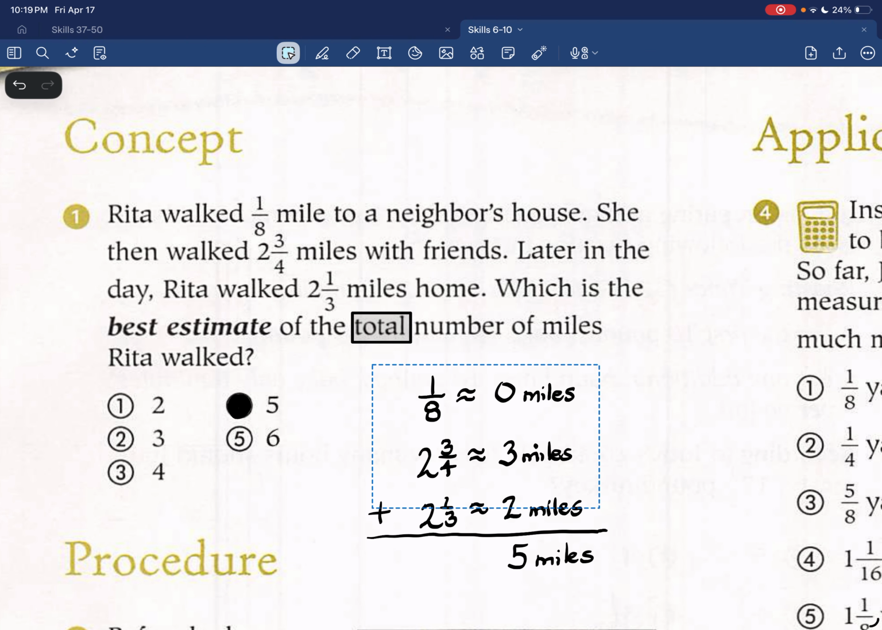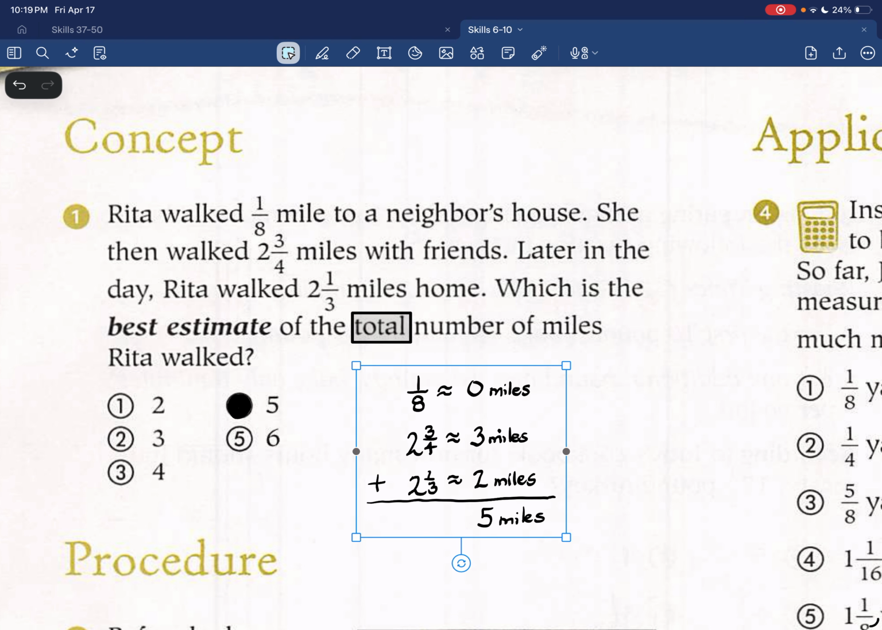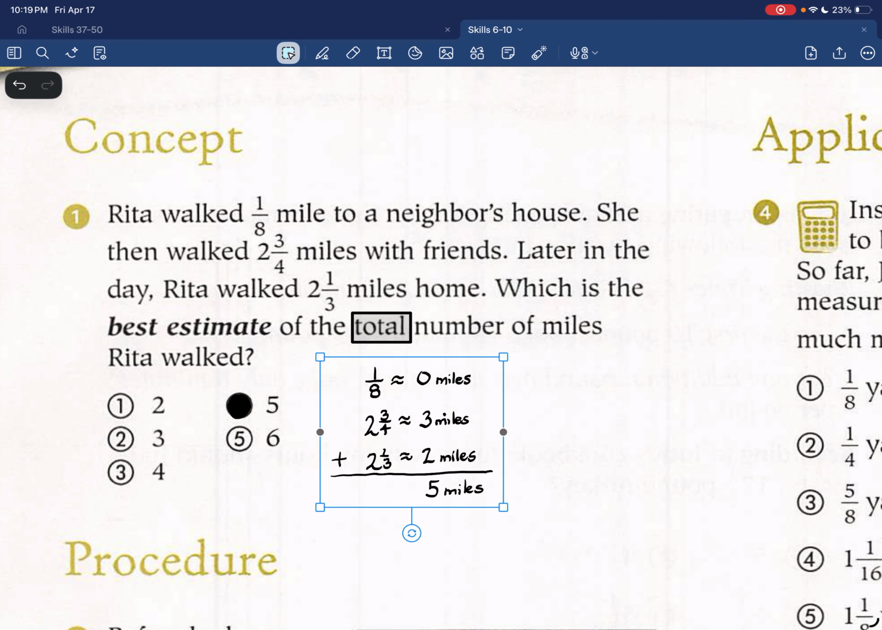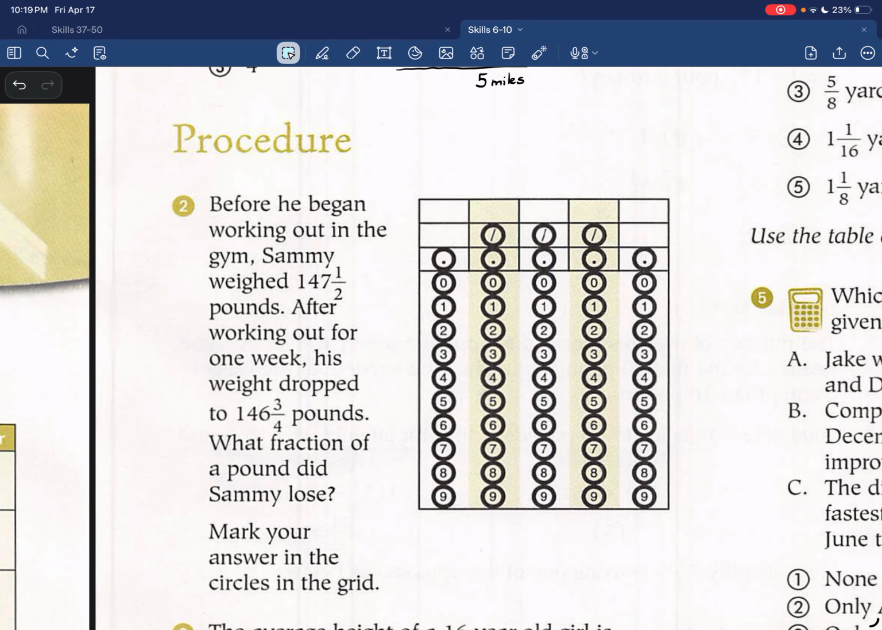Sometimes an estimate's good enough. You don't need to know exactly. You just need a ballpark figure. And this works really well when your numbers are very different, when there's a lot of difference between them. This is a good question. A procedure question.